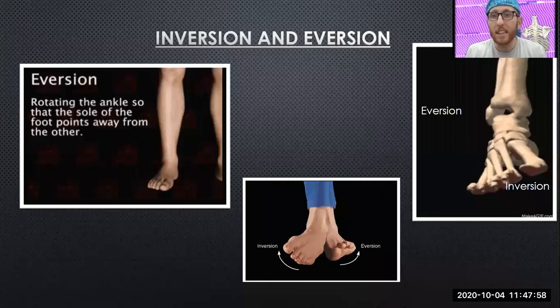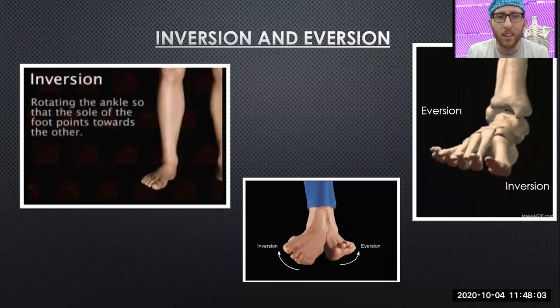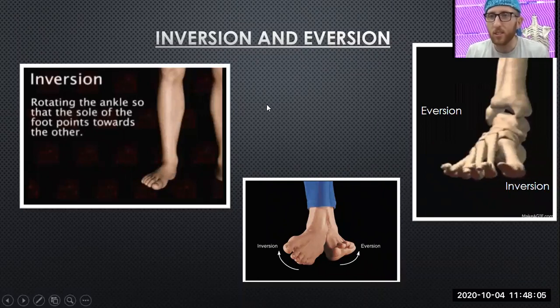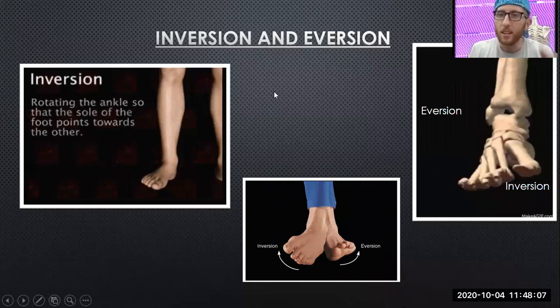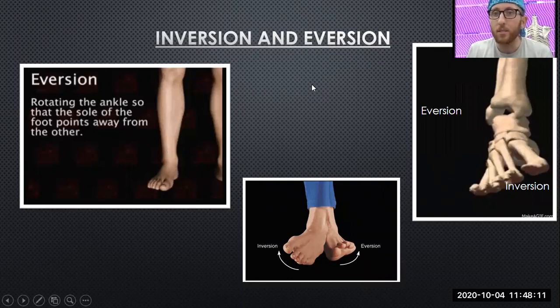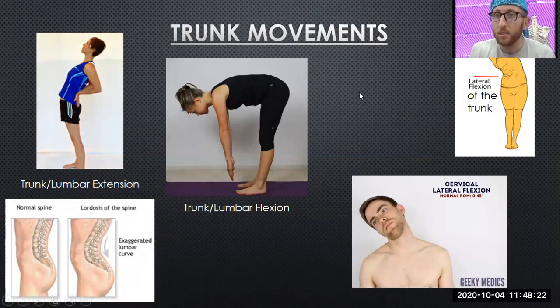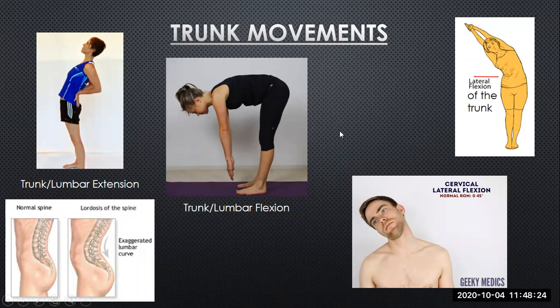Also wanted to show you inversion and eversion, another one at the ankle that we'll get to later, but there's more than just flexion and extension. Here's eversion and inversion occurring at the ankle. But back to the trunk, and with the trunk, we can do trunk flexion. I close my box here. You can see trunk flexion, like bending down to touch your toes.